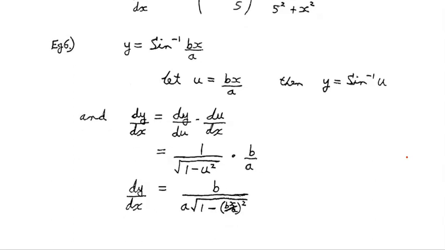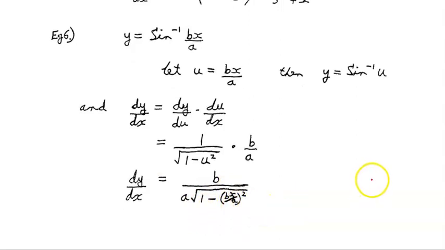All right, now y equals inverse sine bx on a. b and a take as constants. Let u equals bx on a. Then y equals inverse sine of u. Chain rule again, dy dx is dy du times du dx. dy du is 1 on the square root of 1 minus u squared, because u over 1 is just u. du dx is b on a. Okay, and what we're left with then, dy dx is b on a times the square root of 1 minus bx on a all squared. And that's it.